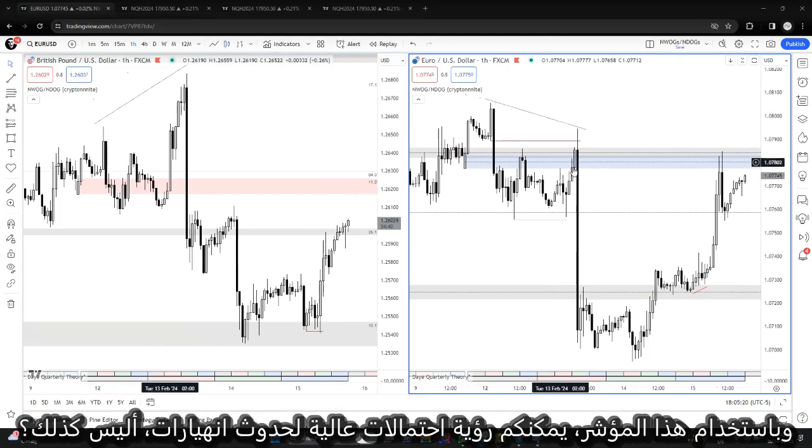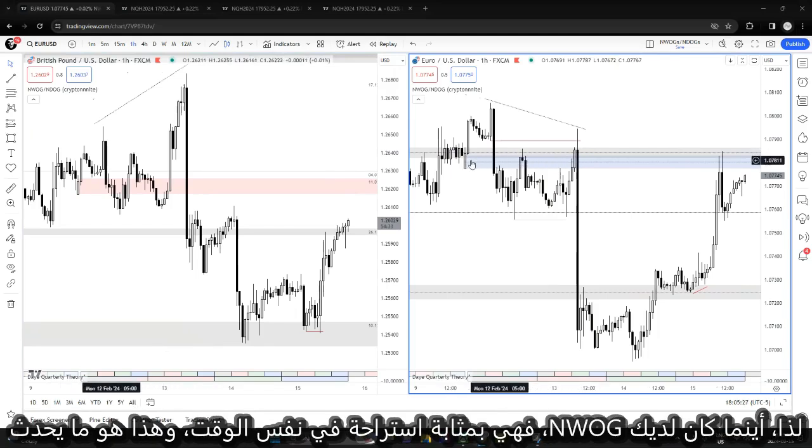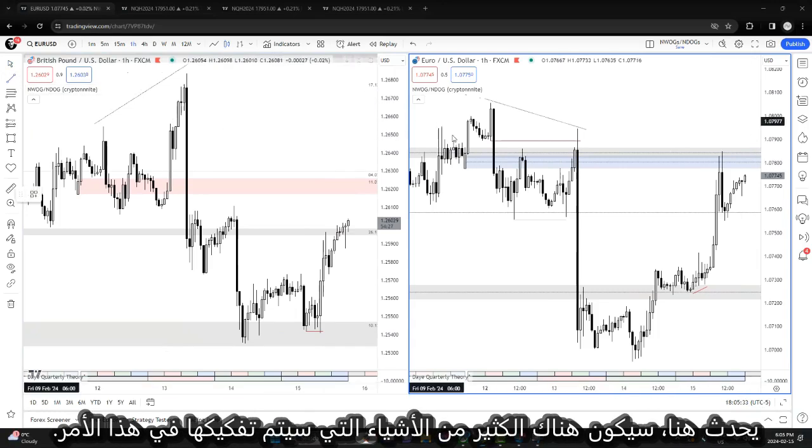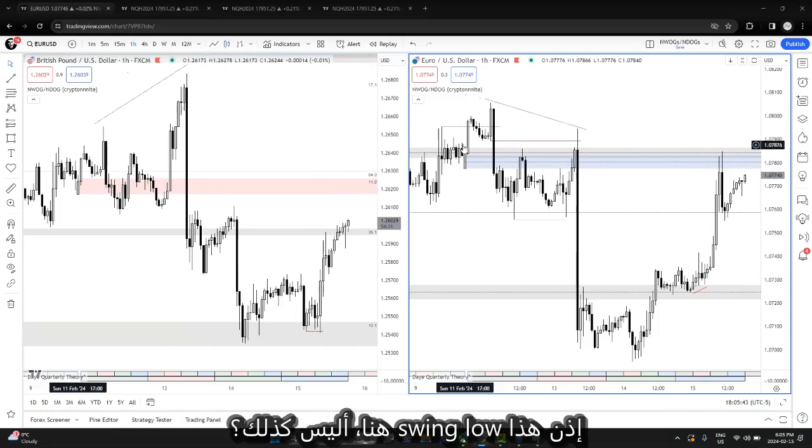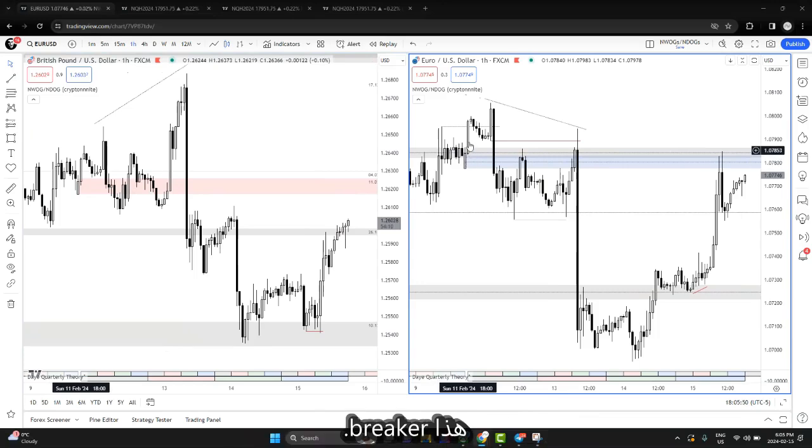And using this indicator, you guys can see high probability breakers, right? So wherever you have a new week opening gap being a breaker at the same time, which is what's happening right here. And there will be a lot of stuff to unpack in this one. So this swing low right here, right? This is a breaker.